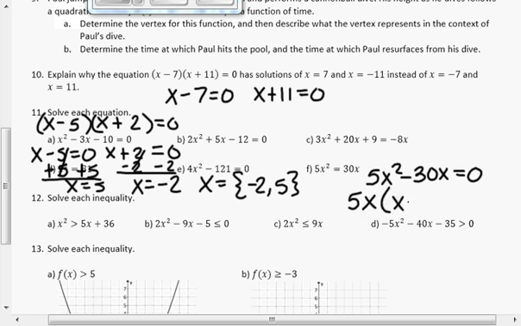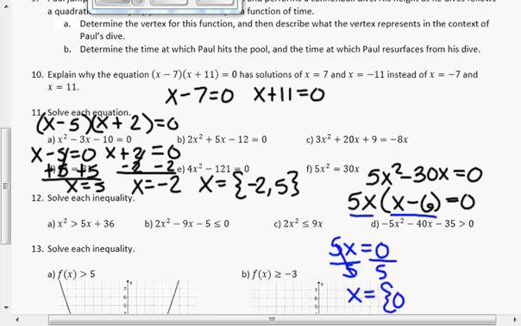So x minus 6 equals 0. And we're going to set each factor equal to 0. So 5x equals 0. Divide by 5. X is 0. And then x minus 6 equals 0. Add 6 to both sides. And we get x is 6 as well. So those are our solutions for that one.